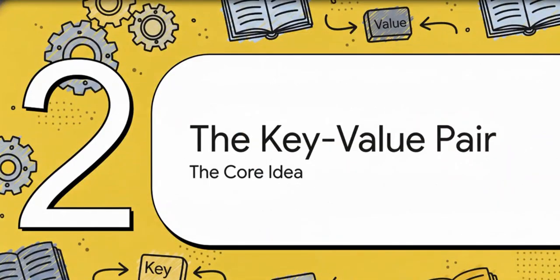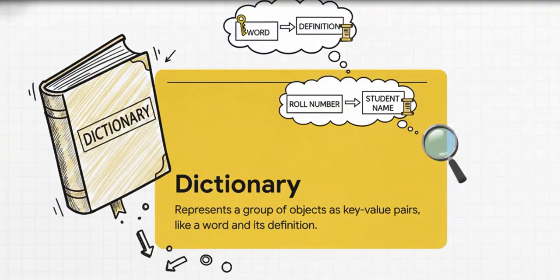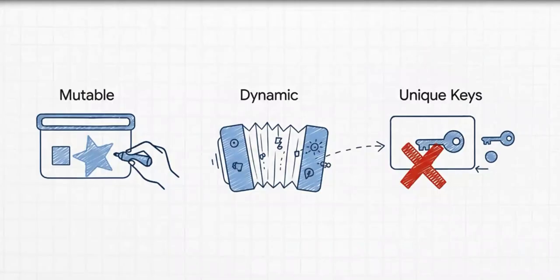So, how does this magic actually work? Well, it all boils down to one simple but really powerful idea, the key value pair. You know, the best way to think about it is a real physical dictionary. You look up a word, that's your key, and you find its definition. That's the value. It's that simple. In our student example, the roll number is the unique key, and the student's name is the value. You give Python the key, it instantly gives you back the value. Bam, done.